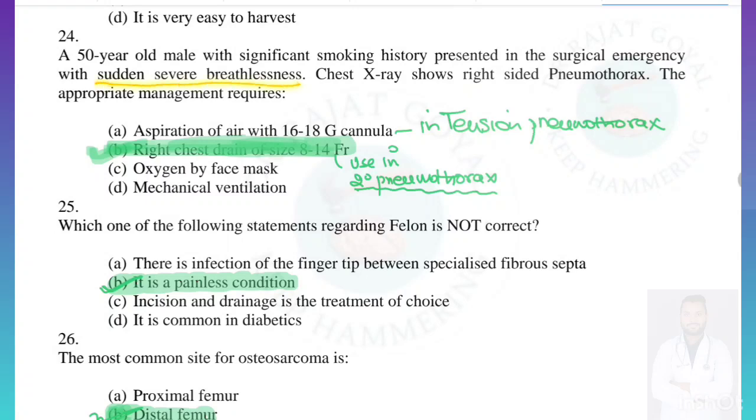Sudden severe breathlessness is there, and smoking history is present. So it is most probably occurred due to the rupture of the bulla of the emphysema. So this is the secondary pneumothorax, and in secondary pneumothorax we do not put directly the wide bore needle. Instead we will put the drain. So here the right chest drain will be put, and size should be 8 to 14 French.